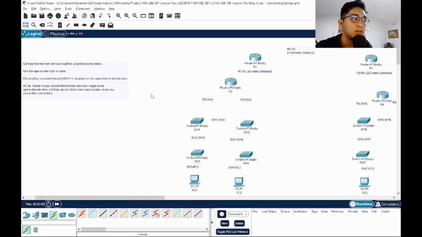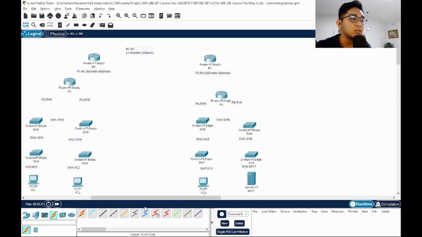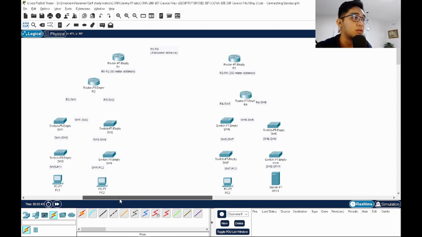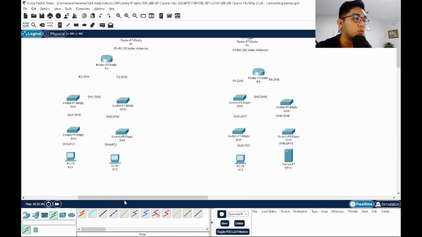But since this video says that for practice, assume that auto MDIX is disabled, what I'm going to use is only the straight through cable and the crossover cable. A straight through cable connects two different devices, and a crossover is used to connect two same devices. For example, PC to PC, we use a crossover cable. So that's what I'm going to do right now.